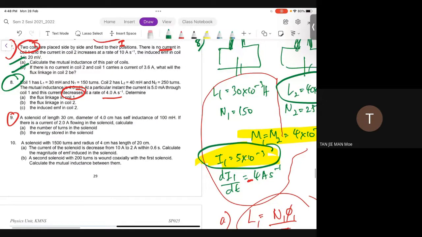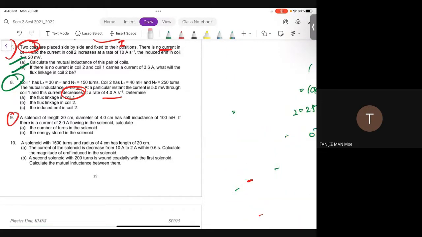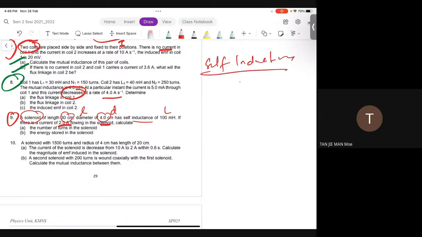So we move on to question number 9. So change the earlier M to positive. Only EMF can be positive or negative if using the L formula. They give a solenoid, with length and diameter, and a self-inductance when there is a current in the solenoid. So this is a self-inductance case, an L case. You only have the solenoid, but there is a battery and resistance. They ask you to calculate the number of turns N.